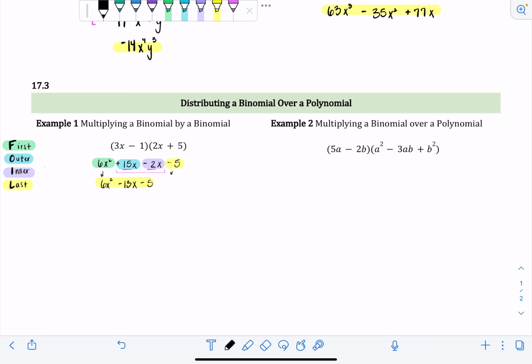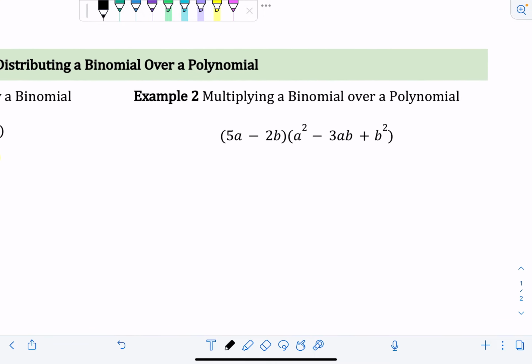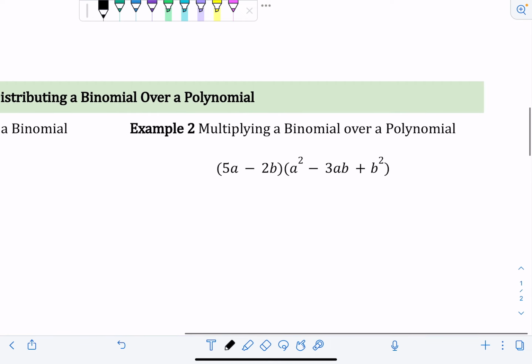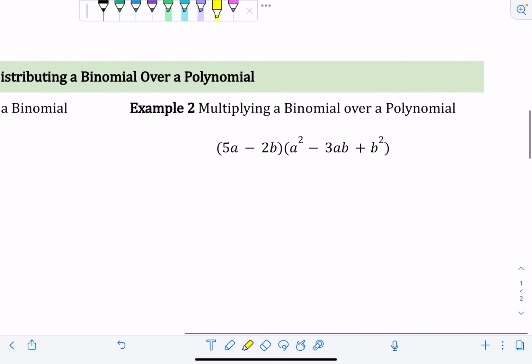Okay, so example 2, this is the last one of lesson 17. Multiplying a binomial over a polynomial, and again, polynomial is just a general term for anything, so we could have used that for example 1 as a description, but a lot of times when we use polynomial, it just means more than 2, or this is 3, we could use trinomial, but okay, I'm going to stop rambling and just get into the problem.